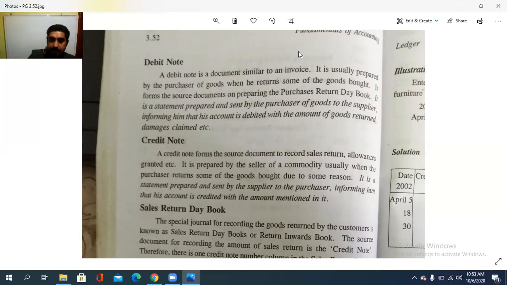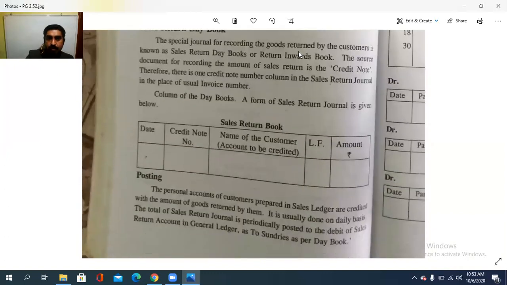Then, like the same purchase returns day book, there is another book called the sales returns day book, a special journal. The special journal for recording the goods returned by the customer is known as the sales returns day book or returns inwards book. The source document for recording the amount of sales return is the credit note.